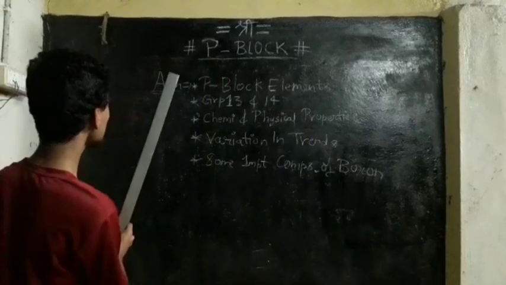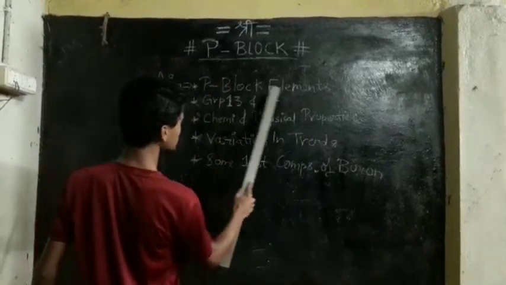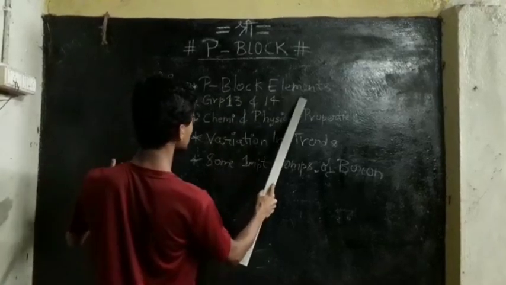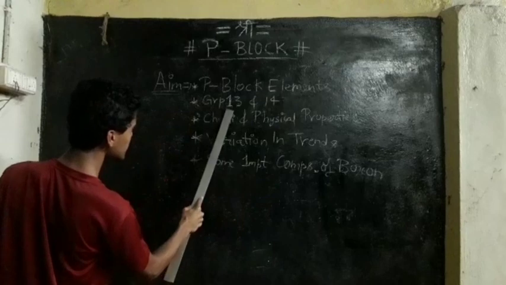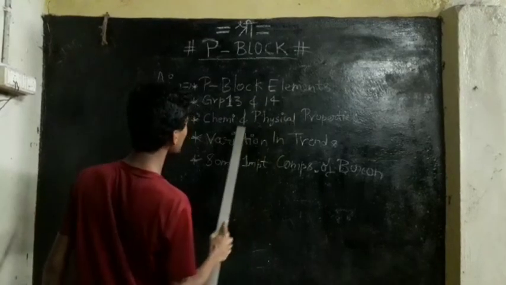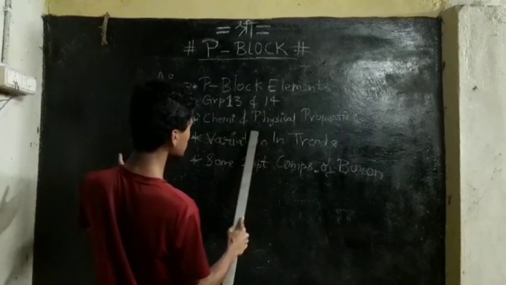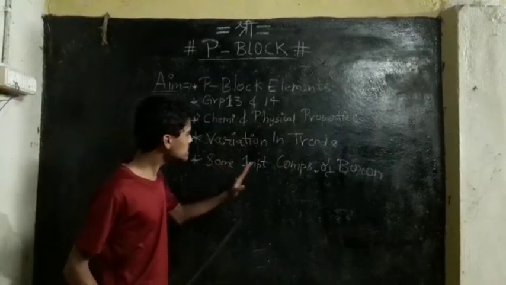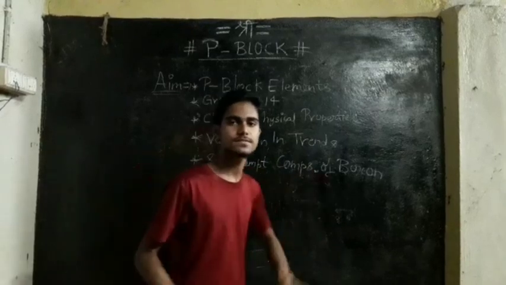So the aim for today's video will be to see what p block elements are and the groups which come under p block elements. We will go in depth with group 13 elements. We will see the chemical and physical properties of group 13 and the variation in trends in chemical and physical properties. And we will also see some important compounds of boron.